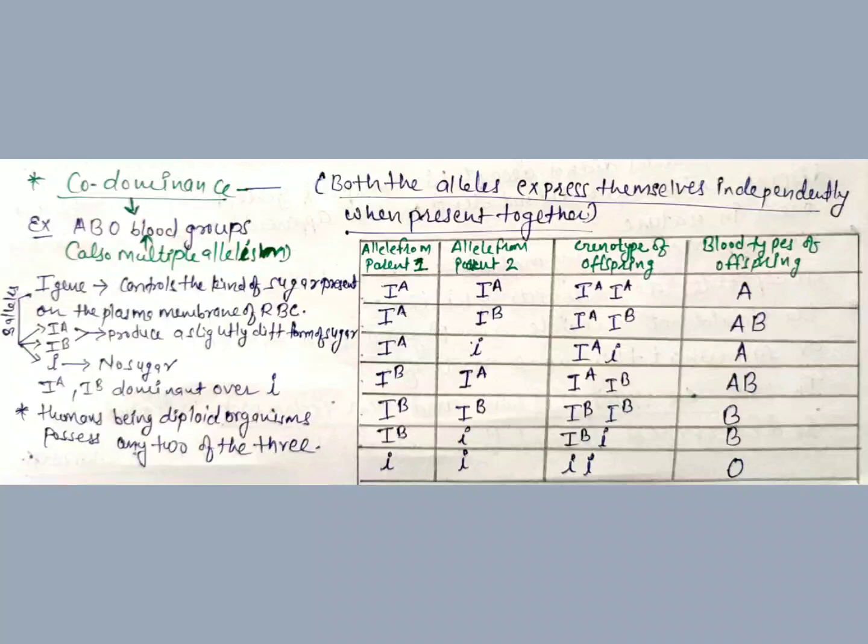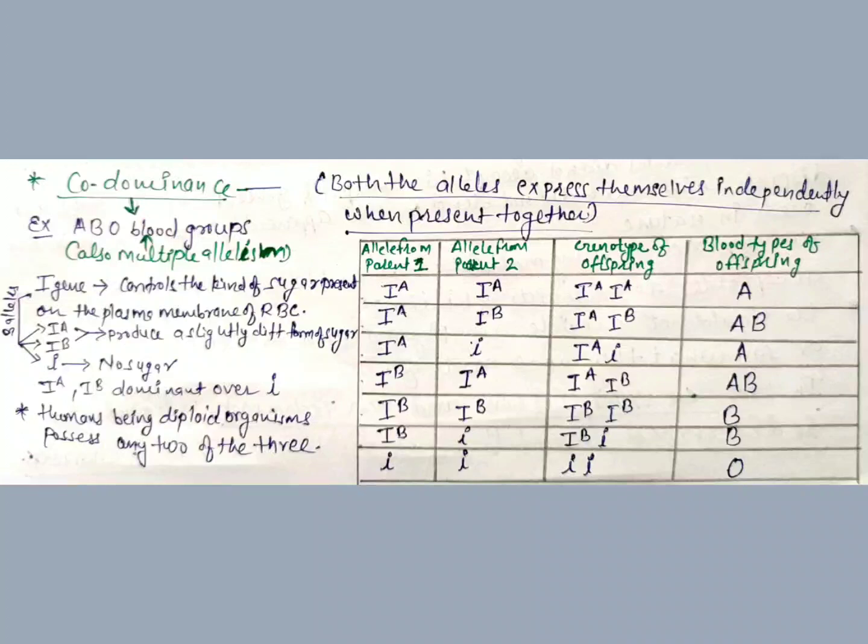And because humans are diploid organisms, they will possess only two of the three alleles. Here in the table we can see that if the capital IA allele comes from parent number 1 and capital IA comes from parent number 2, then the genotype of the offspring will be capital IA, capital IA. So the blood group will be A.